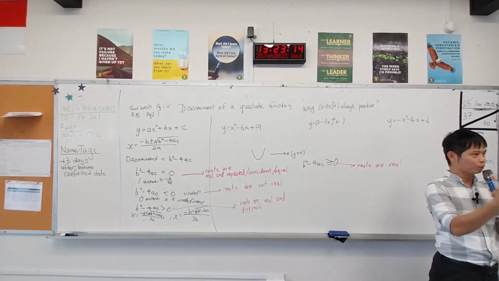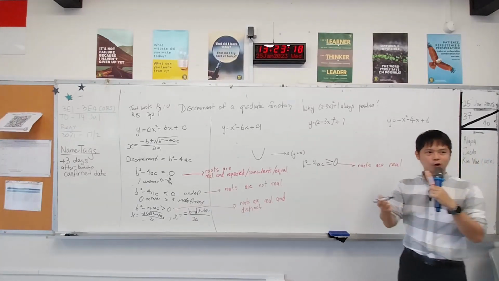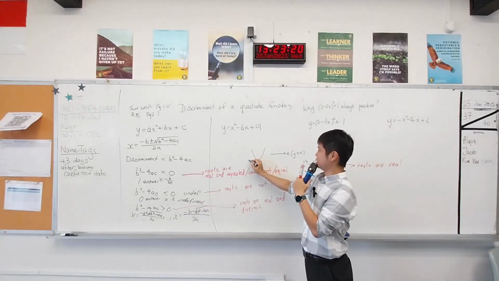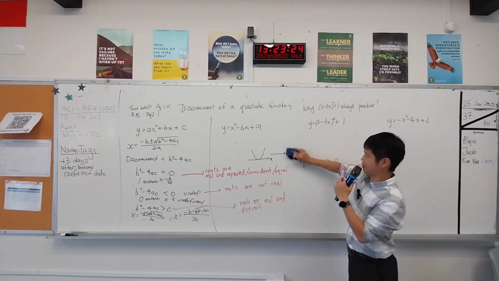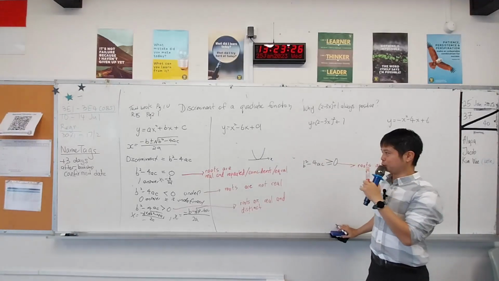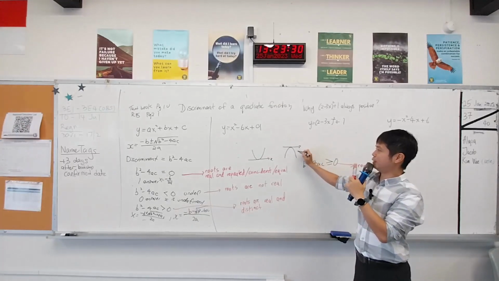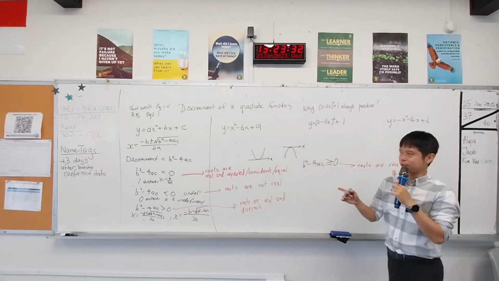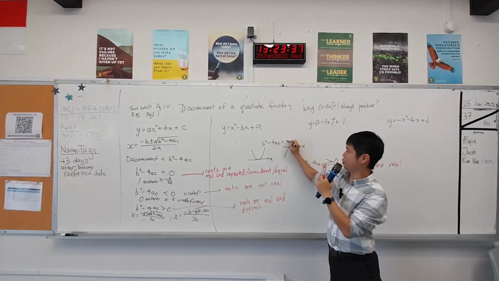The curve will only be touching the x-axis at one point. So this is how it looks when you plot. If the discriminant is equal to 0, it will look like this or this.